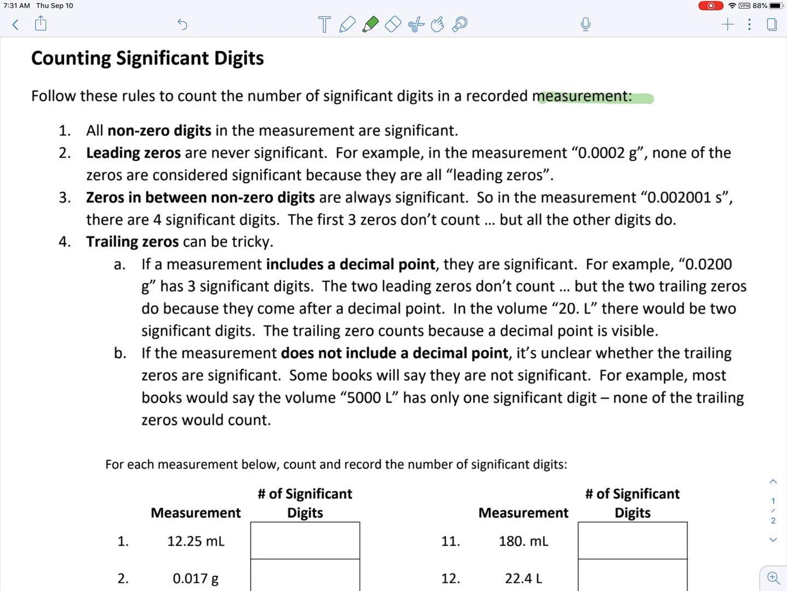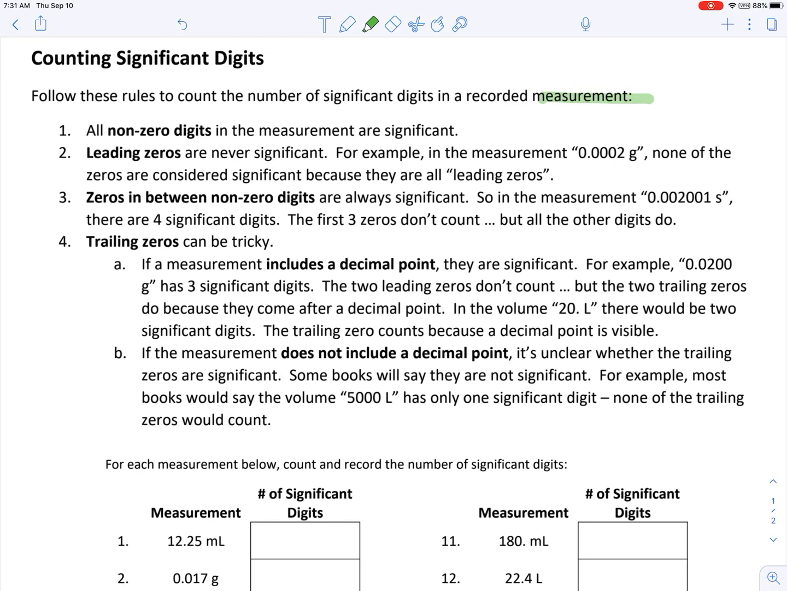So the rules for counting which digits in a measurement or answer are significant are pretty simple. There's 4 of them. We talked about this in class. You remember that any non-zero digit in a measurement is considered significant. So any digit like a 1, a 2, a 3, all the way up to 9 will always be considered significant. Zeros are the digits that are a little bit confusing.